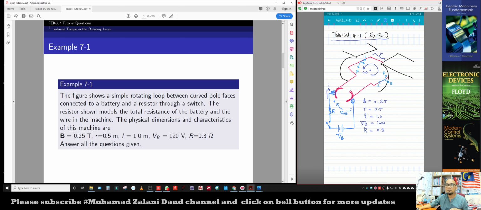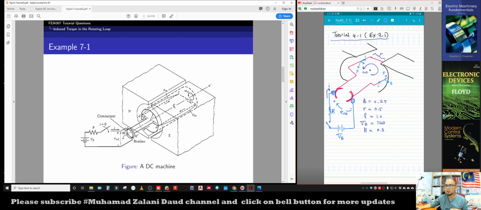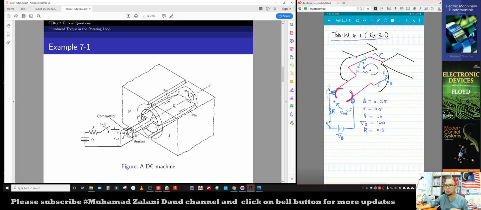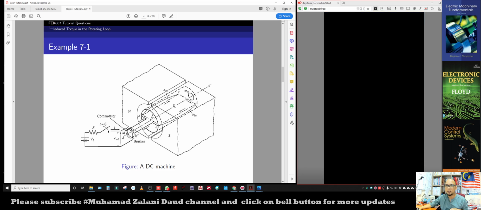The figure shows a simple rotating loop between the curved pole faces connected to a battery and a resistor through a switch. So we have this wire loop inside the curved pole faces, and then we have the battery connected to the terminal coming from the brush. We have the commutator here for the DC machine, then the battery and then the resistor.